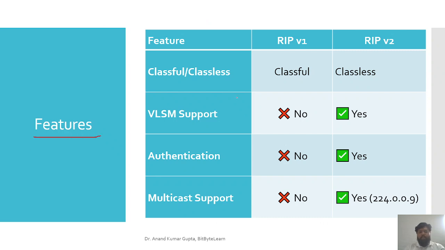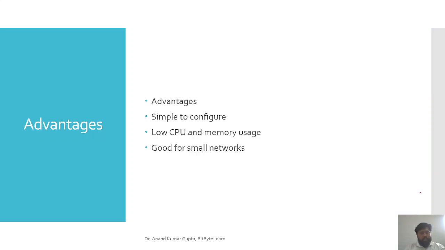Some of the features have been highlighted. RIP has two versions, RIP version 1 and RIP version 2. RIP version 1 supports classful networking, whereas RIP version 2 supports classless. RIP version 1 doesn't support VLSM, authentication, and multicast, whereas RIP version 2 supports variable length subnet masking. It supports authentication, follows MD5 authentication for security purposes, and uses multicast to share the updates.